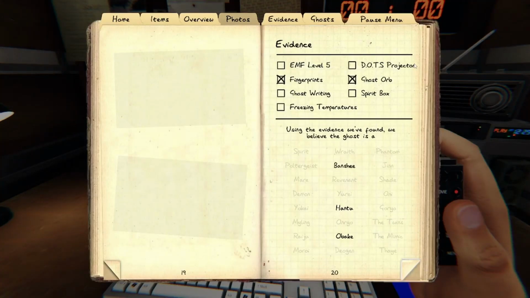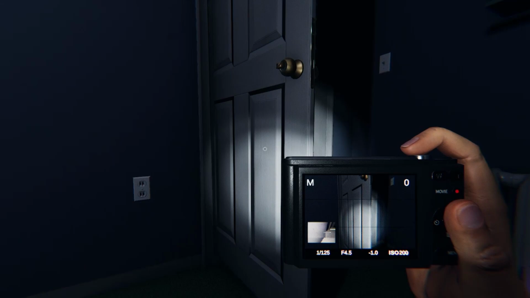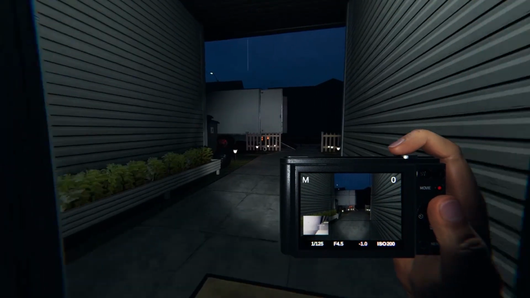Just like the ghost writing book, dots evidence can be really annoying to obtain because it can also happen very quickly, or it can take a little while before the ghost chooses to interact with the evidence, and there is nothing you can really do to speed up that process. So that is the basics of the evidence and how to find them.